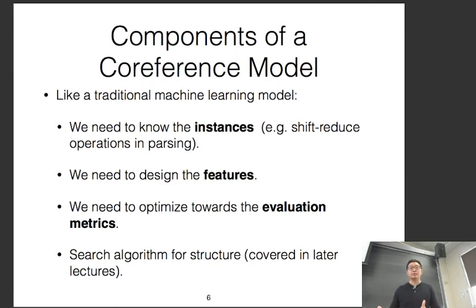Just like any learning model, we have these components. We need to define what the instances are. We need to extract relevant features for each instance. We have to define our evaluation metric, and then we need to know how to train it. Or in the structured prediction world, we are more interested in how to search for the correct structure. Today we cover the first 3 points. The last part is the search algorithm. I think that lecture will be given by Dan later, not in this lecture.